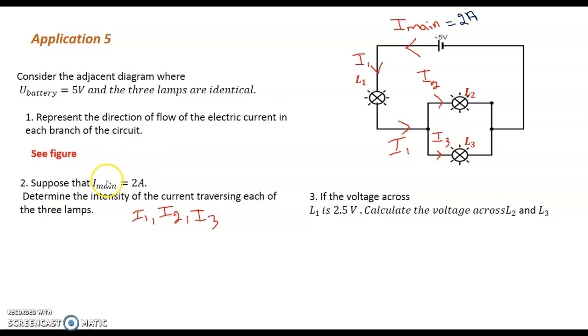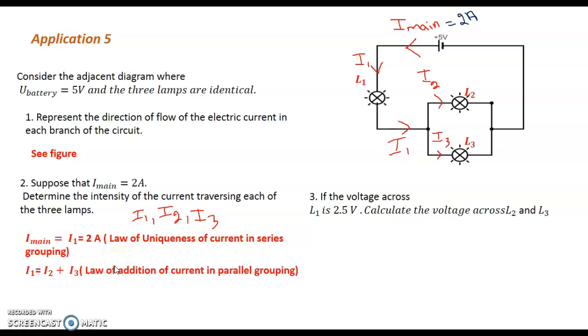Now suppose that I main is equal to 2 amperes. Determine the intensity of the current traversing each of the 3 lamps. This means that you have to determine I1, I2, and I3. In the first place, I main is equal to I1 equals 2 amperes. So this is the rule, this is the substitution. And the justification is due to the law of uniqueness of current in series grouping.